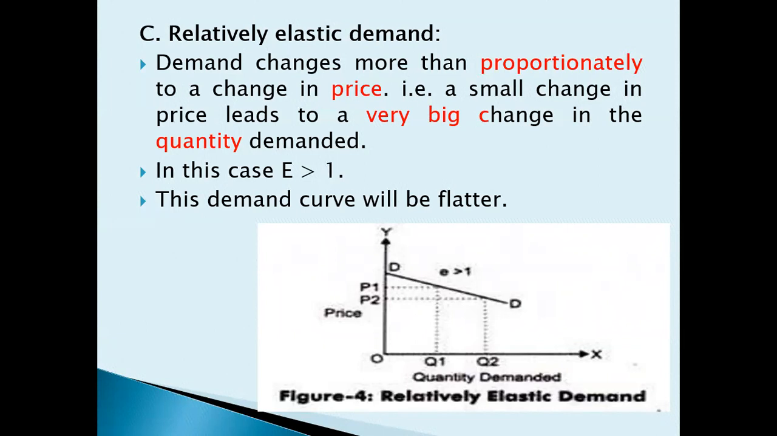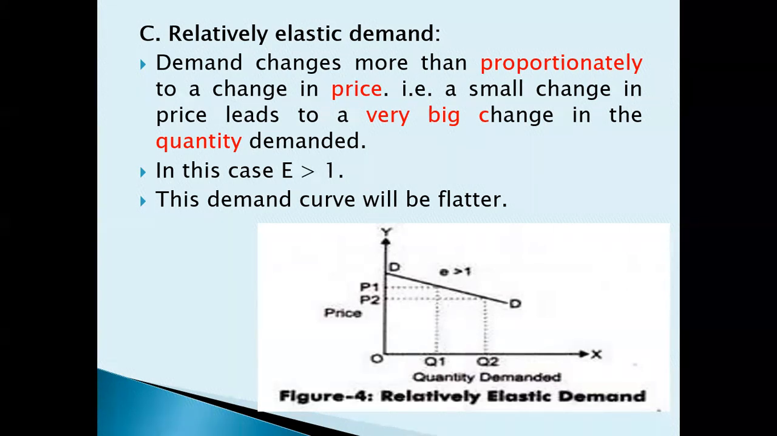समझ में आ रहा है? तो डबल या ट्रिपल या 2 times 3 times 4 times डिमांड में चेंजेस हो रहा है. Means what? A little bit of change in y shows more change in x, where e, the elasticity, is greater than 1. This demand curve will be flatter. इसी तरीके से मेरा डिमांड कर्व आएगा.